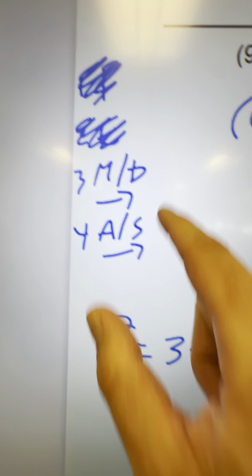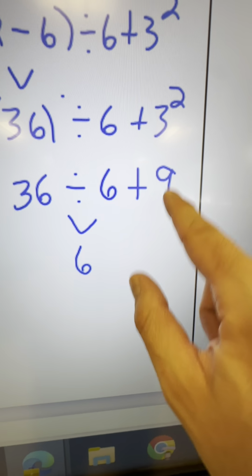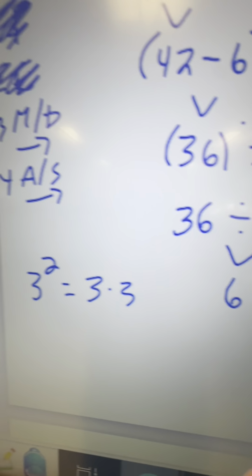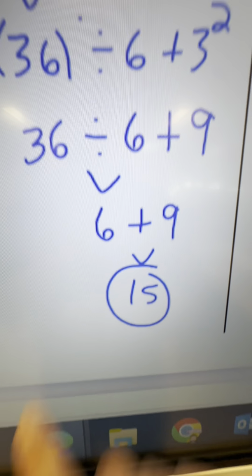Now I'm looking for multiplying and dividing. I only have division here. When I divide this, I get 6. Bring down my plus 9. And clearly, all I have left to do is add these together, which is a total of 15.